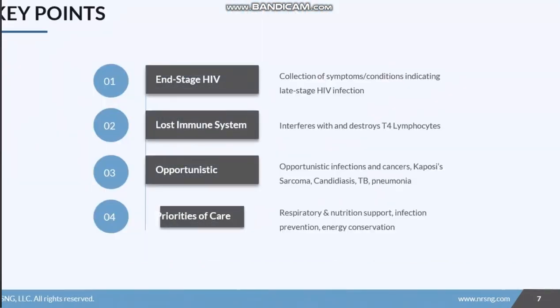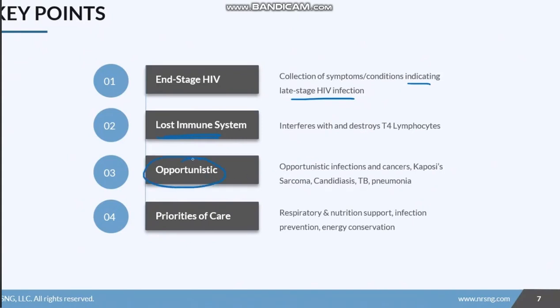So let's just recap quickly. Acquired immune deficiency syndrome, or AIDS, is a condition that involves a collection of symptoms that indicate the patient, again, is in a late stage of HIV infection. It interferes with the patient's T4 lymphocytes, and it's going to destroy their immune system. This puts them at risk for infection, especially opportunistic ones.